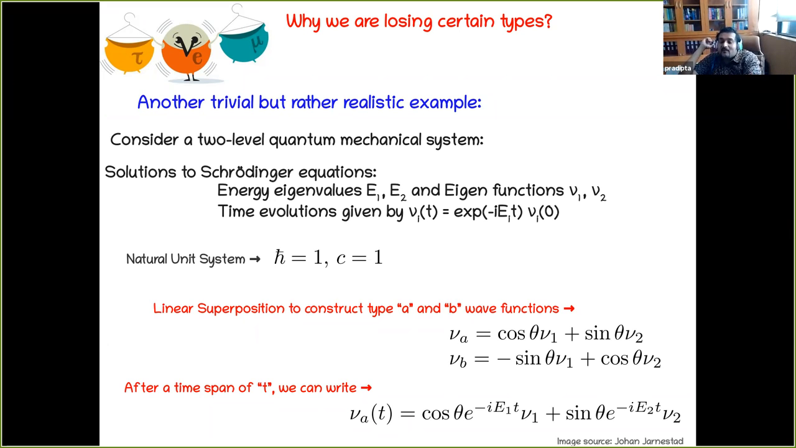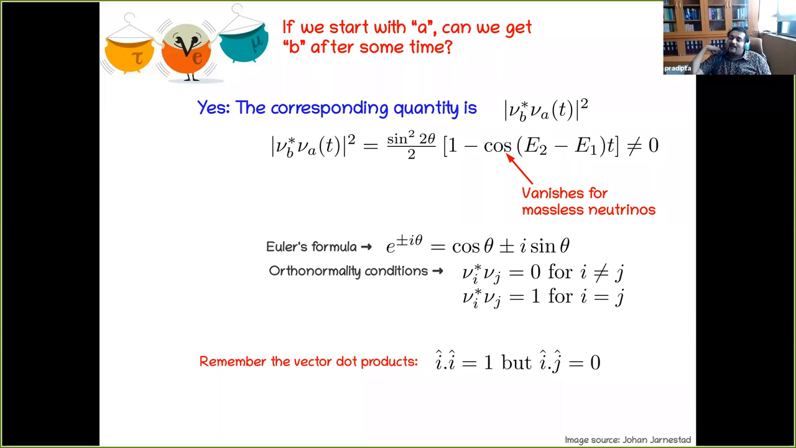But what is the motivation of that? Now the question that I would like to ask: we know nu 1 will remain nu 1 forever. It may have time evolution, but it will never become nu 2. But is there a possibility that nu A gets converted into nu B? It turns out there is a possibility.